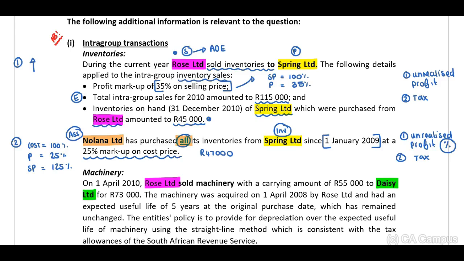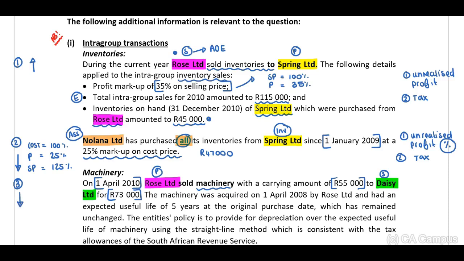When you look at the second intragroup transaction, Nulana purchased all of its inventories from Spring Limited. Therefore, this is downstream. Intragroup transaction number 3. On 1 April 2010, Rose Limited sold machinery with a carrying amount of 55,000 Rand to Daisy Limited for 73,000 Rand. Now, guys, remember Rose is the parent of Daisy. Daisy is the subsidiary of Rose. Therefore, Rose sold to Daisy, and this will be downstream.